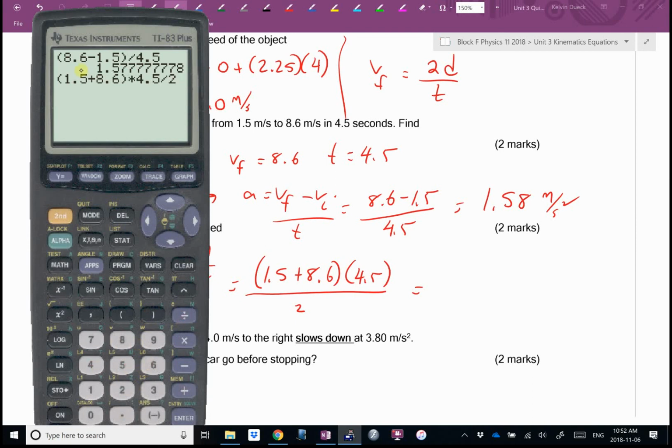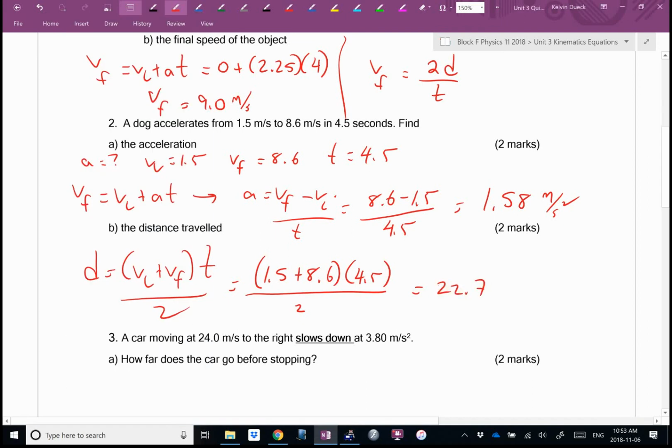Mr. Dueck, shouldn't that whole thing be in brackets? I know on my calculator, in this particular situation, I can get away without putting brackets around the top of everything because I played around with my calculator. But if you did a big open bracket on the top and on the bottom, I'm also fine with that as well. It is 22.7, yes? And meters.